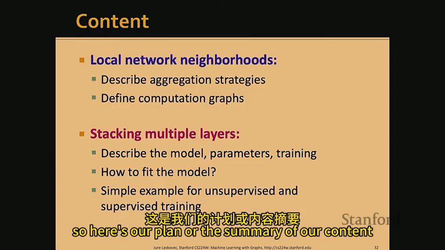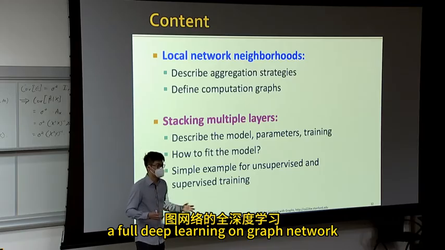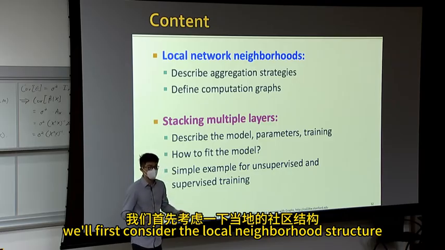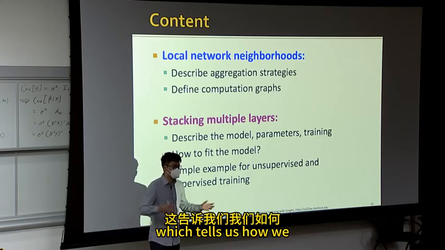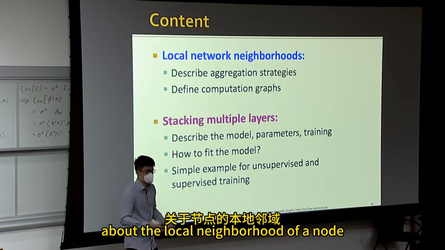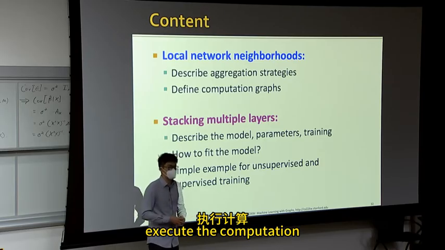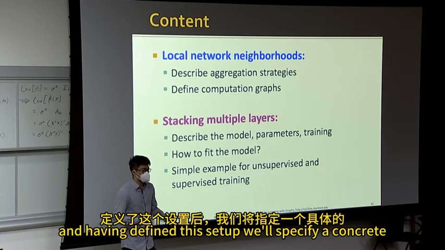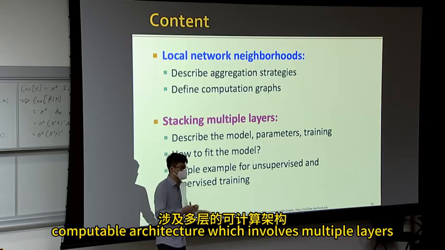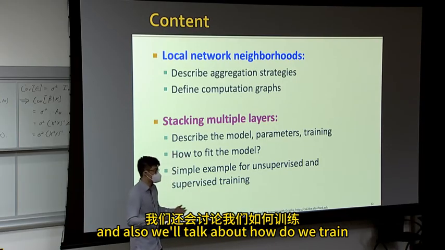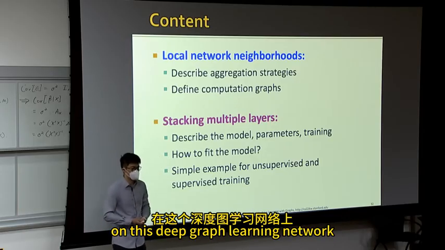So here's our plan, or the summary of our content. We'll have two major steps to define a full deep learning on graph network. We'll first consider the local network structure, where we'll describe the aggregation function, which tells us how we summarize information about the local neighborhood of a node. And then we'll define the concrete computational graph to execute the computation. And having defined this setup, we'll specify a concrete computable architecture, which involves multiple layers. And also we'll talk about how we train this model and find some examples about unsupervised and supervised learning on this deep graph learning network.